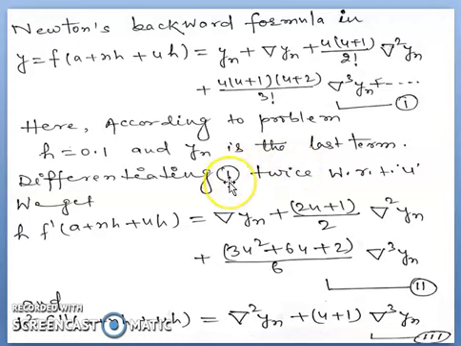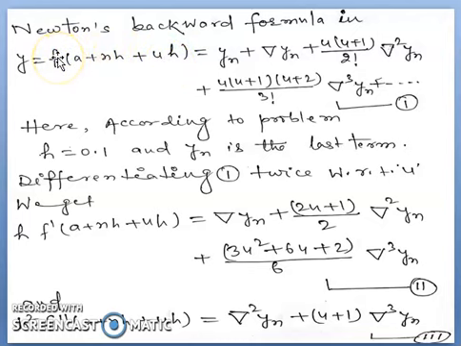Now differentiating equation 1 with respect to u, differentiating equation 1 twice with respect to u, we get, see here, f of a plus nh plus uh. How can we differentiate it?